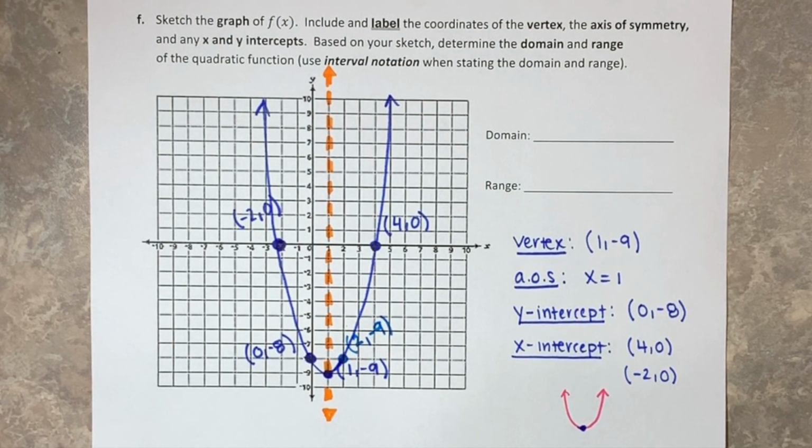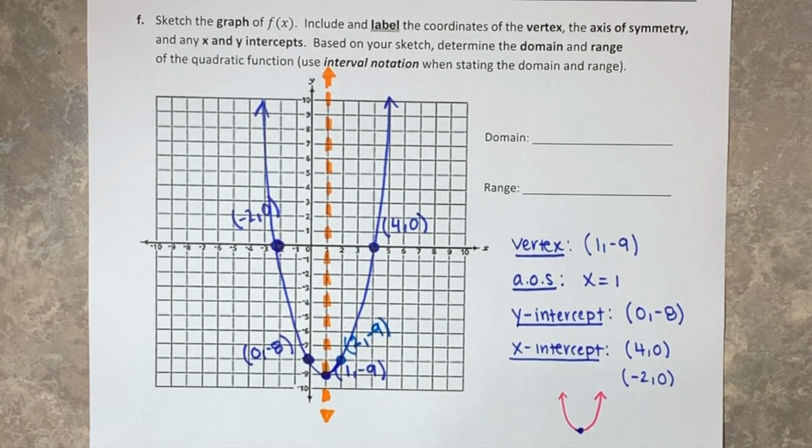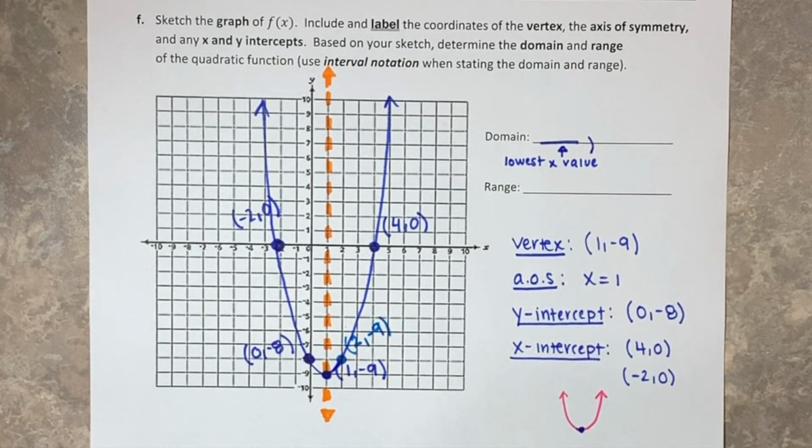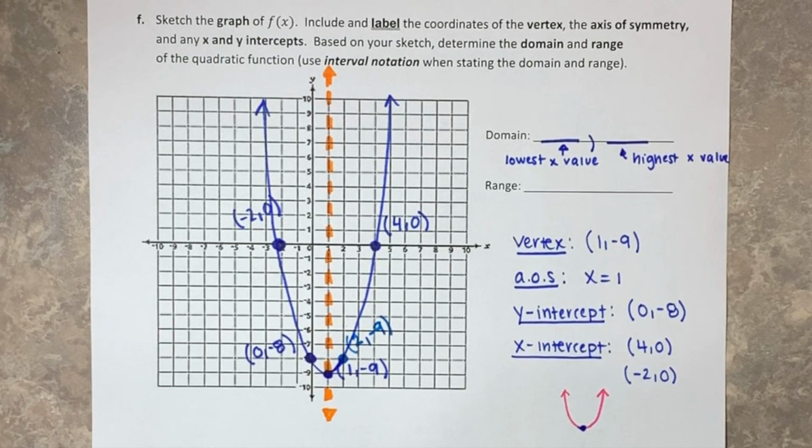Lastly, let's determine the domain and the range of our parabola, and we're going to write our answers in interval notation. For the domain, you want to describe all of the x values on your graph. In interval notation, when we're describing the domain, we put the lowest x value on the left, and then we put a comma, and then we list our highest x value on the right.